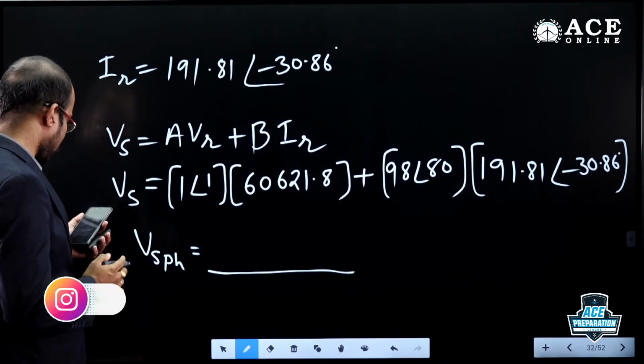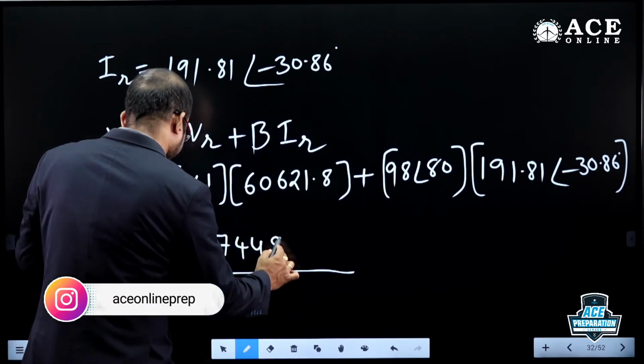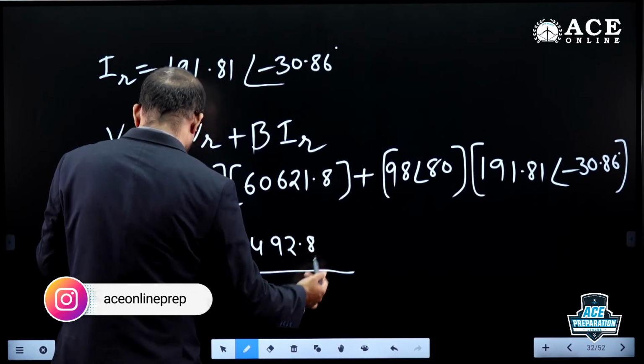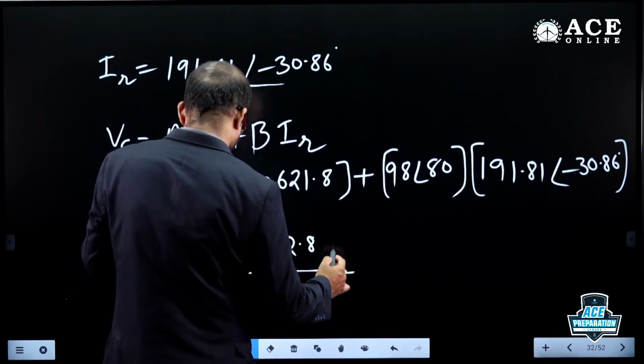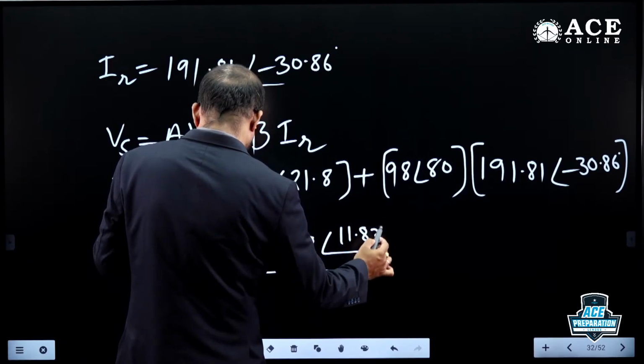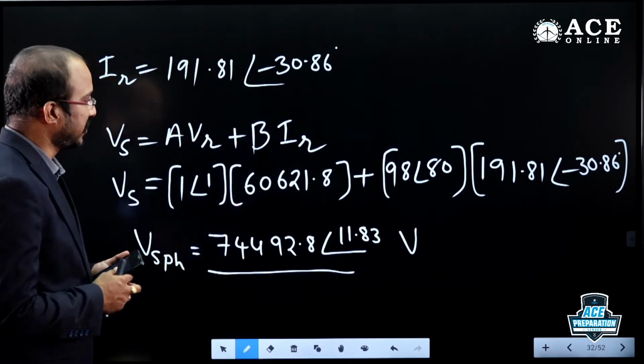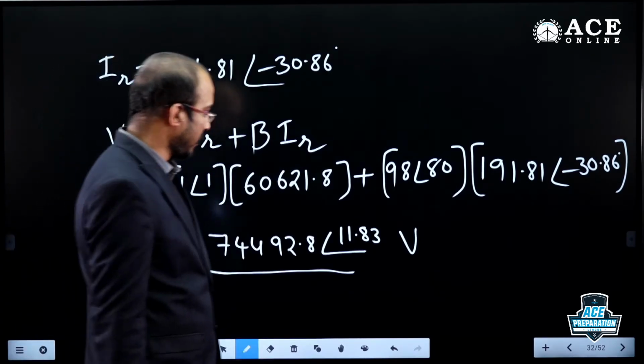Vs per phase. How much do you get? 74492.8 at an angle of what? 11.83 volts. So this is the sending end voltage per phase. So what will be the line voltage?